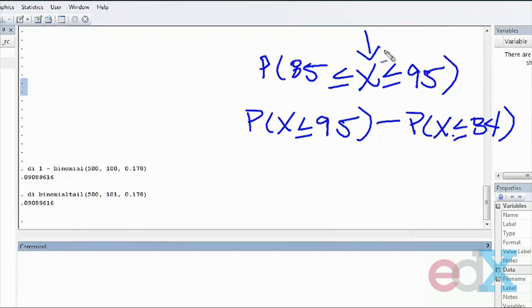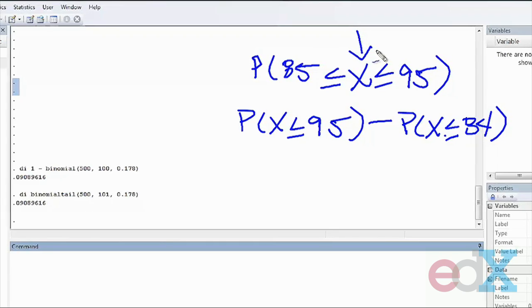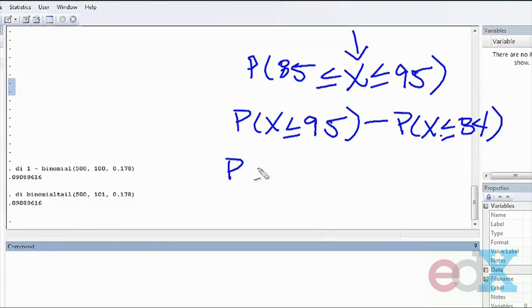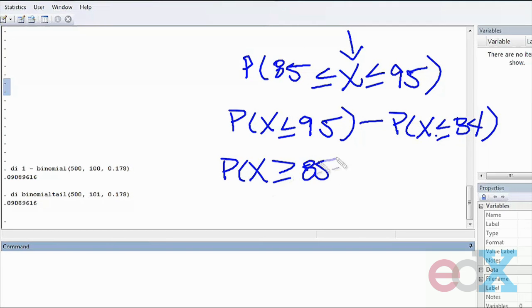And this will give us exactly the probability that X is between 85 and 95. On the other hand, if we wanted to use the binomial tail command, what we would end up doing is we would need to calculate the probability that X is greater than or equal to 85, and then we would subtract off the probability that X is greater than or equal to 96.